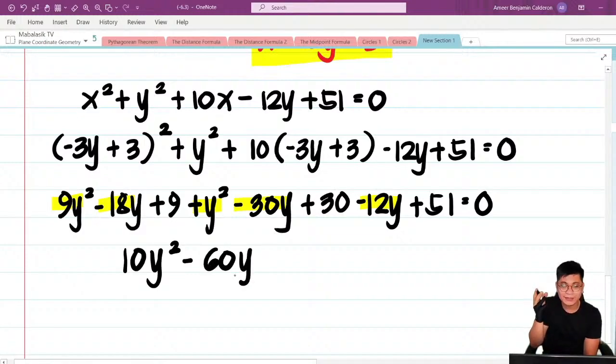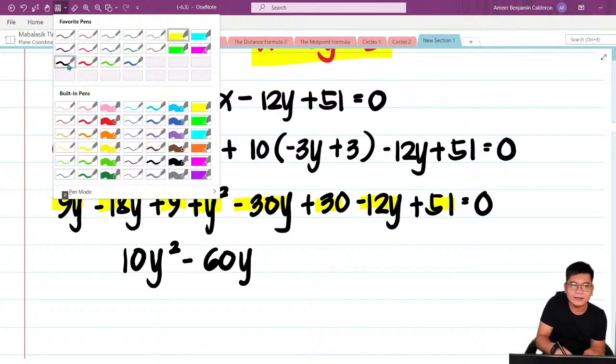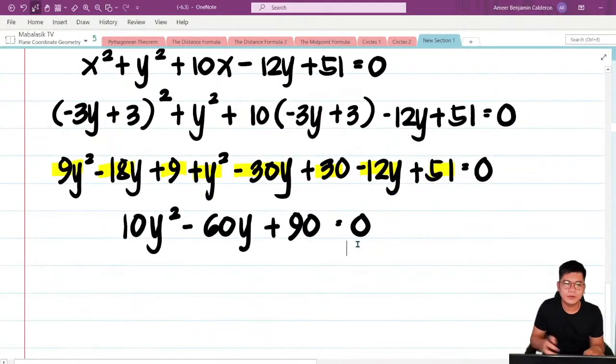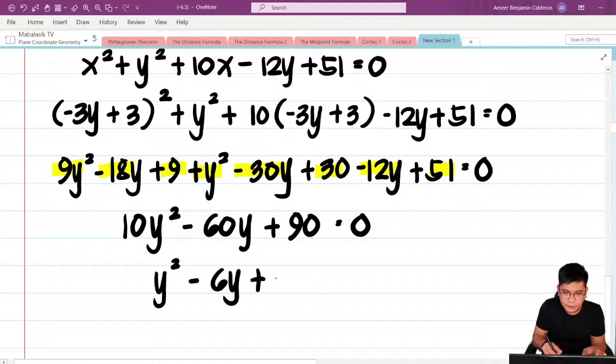Mukhang okay kasi parehas silang divisible by 10. How about the last one? So we have a 9 and a 51. That's a 60. And then a 30, that's 90. Is equal to 0. Everything is divisible by 10. So we do that. Para mas malinaw lang. Actually, pwede na yan. Kita naman na di ba? Pero para lang mas malinaw. So y squared minus 6y plus 9 is equal to 0.